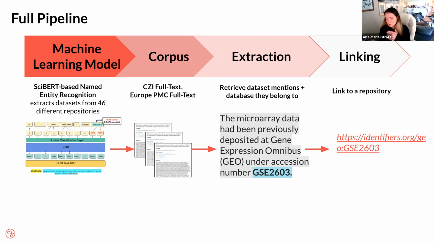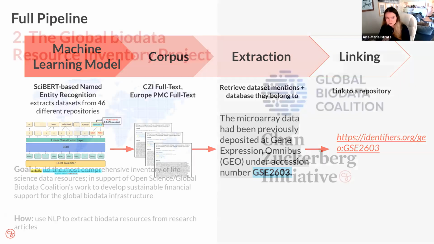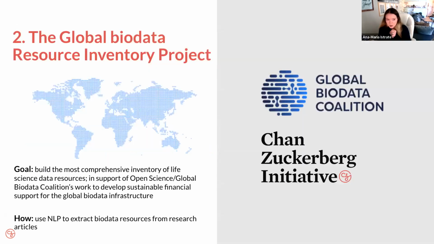So then we're making these links between papers and data sets available to the community. Now I want to move to the second project we've been working on at CZI, which is building the Global Biodata Resource Inventory project, in collaboration with our partners at the Global Biodata Coalition. They're interested in developing sustainable financial support for the global biodata infrastructure, and to do that, we want to build a comprehensive inventory of life science data resources.